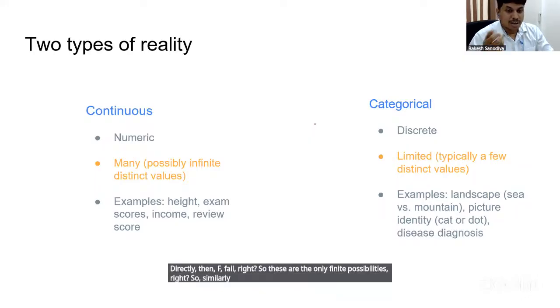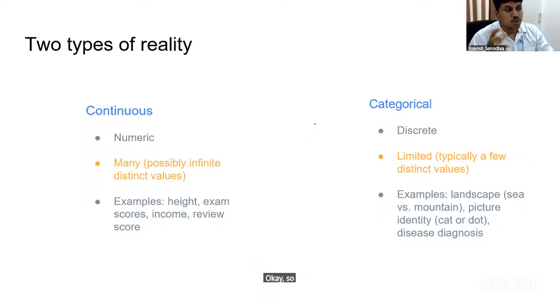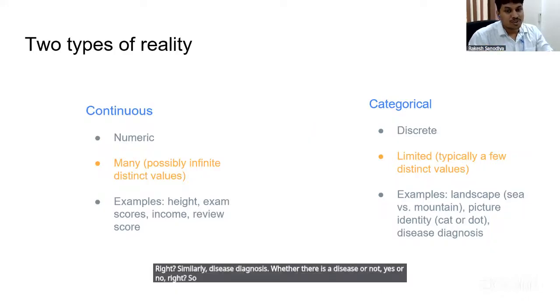Similarly, if I show you one picture, you have to just see what is there, whether it is a cat or a dog. So there would be only two categories, only finite values. Similarly, disease diagnosis, whether there is a disease or not, yes or no. This type of data comes under categorical data.